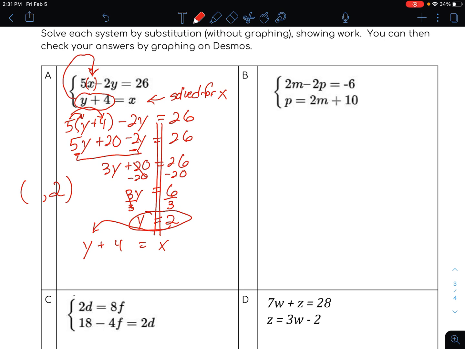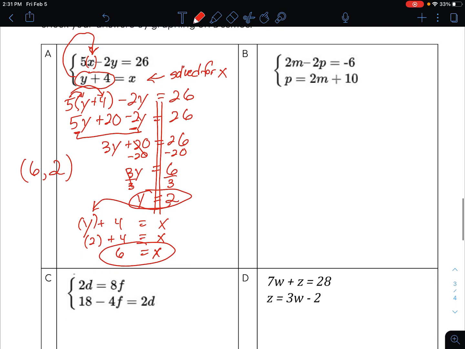So now I can plug that in. I can substitute that in, so I can put that in for y. So 2 plus 4 is equal to x. 2 plus 4 is 6. So x is equal to 6. In other words, if I graph my two lines, I should see that they cross when x is 6 and y is 2, at (6, 2).